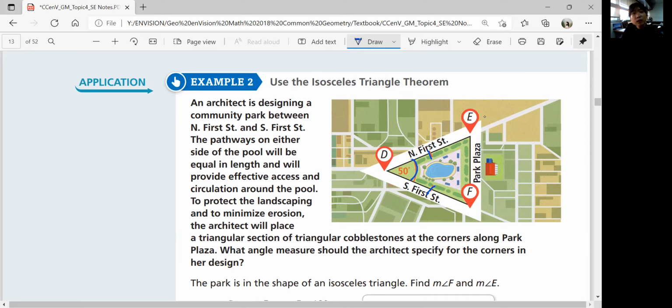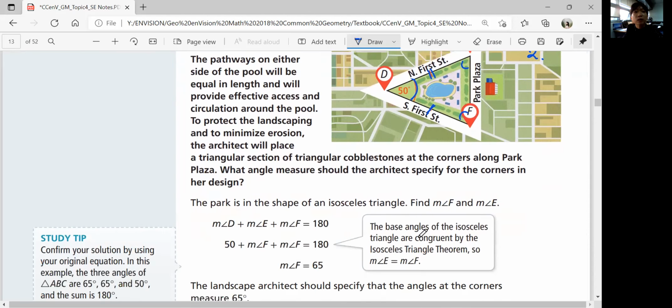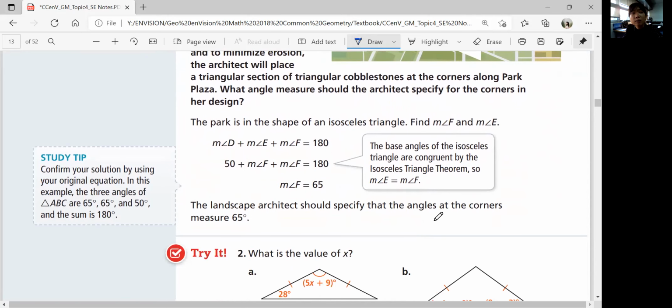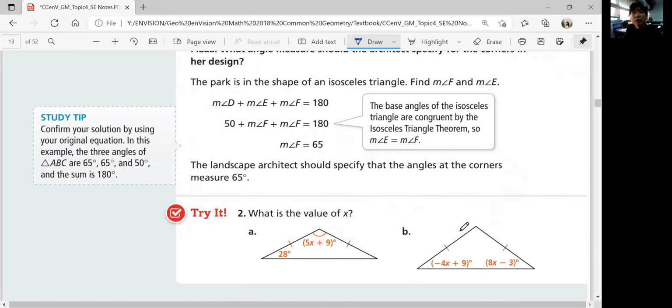If this is 50 degrees, and by using the isosceles triangle theorem, if opposite sides are congruent, opposite angles should also be congruent. We know that the triangle has 180 degrees total. So subtract 50 from that, and that's how much angle we have for both, divided by 2, so that we get an equal angle for angles E and F, which is 65. So the landscape architect should specify that the angles at the corners measure 65.